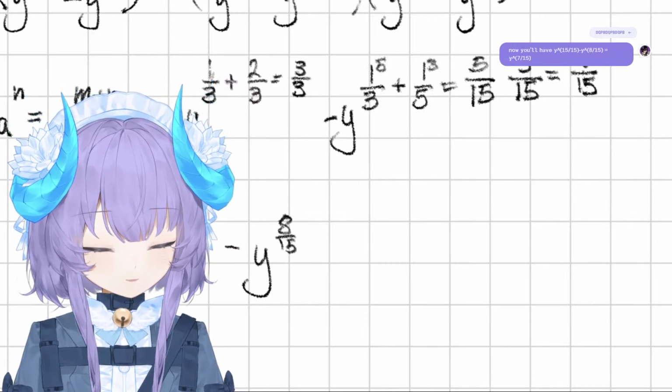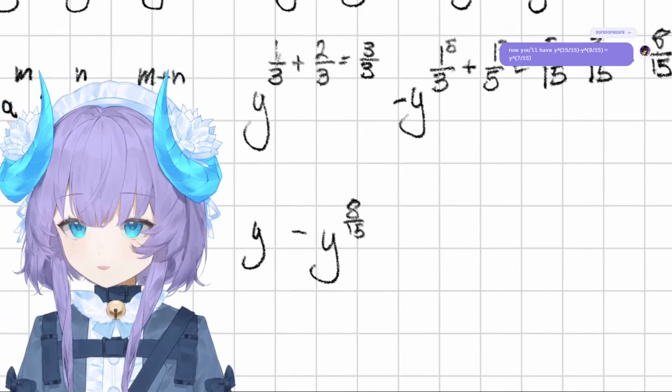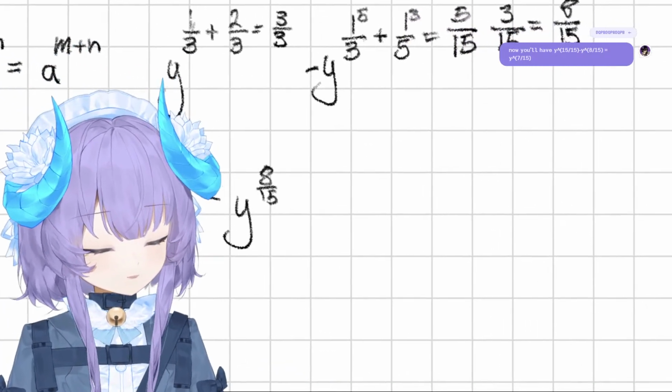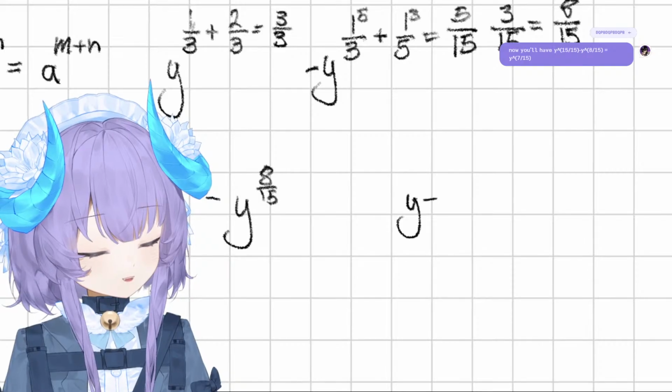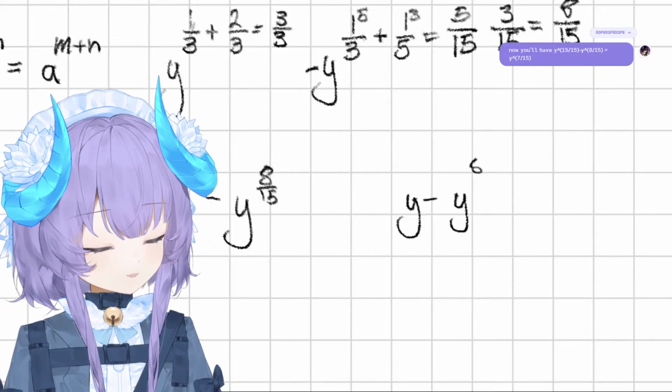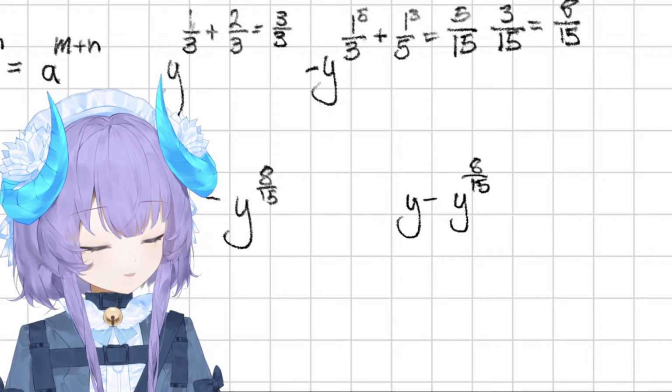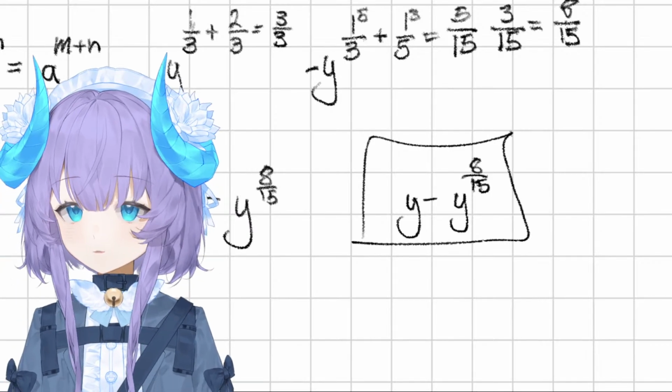Okay, so then this is our answer right here. Write it out nicer. y minus y with an over 15. This is our answer.